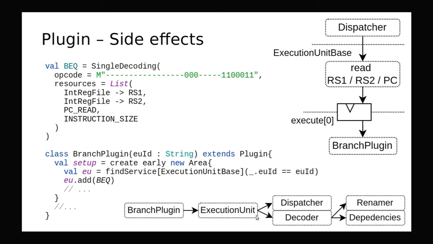Also the decoder will be notified that when it sees that bit pattern, it needs to read those two registers. So the dependency tracker will know about it. And eventually the register renaming system too.